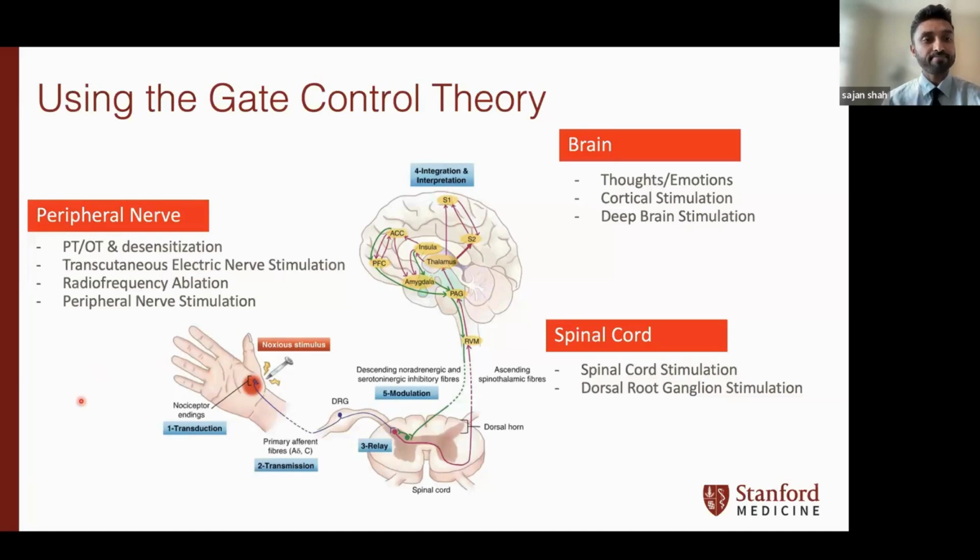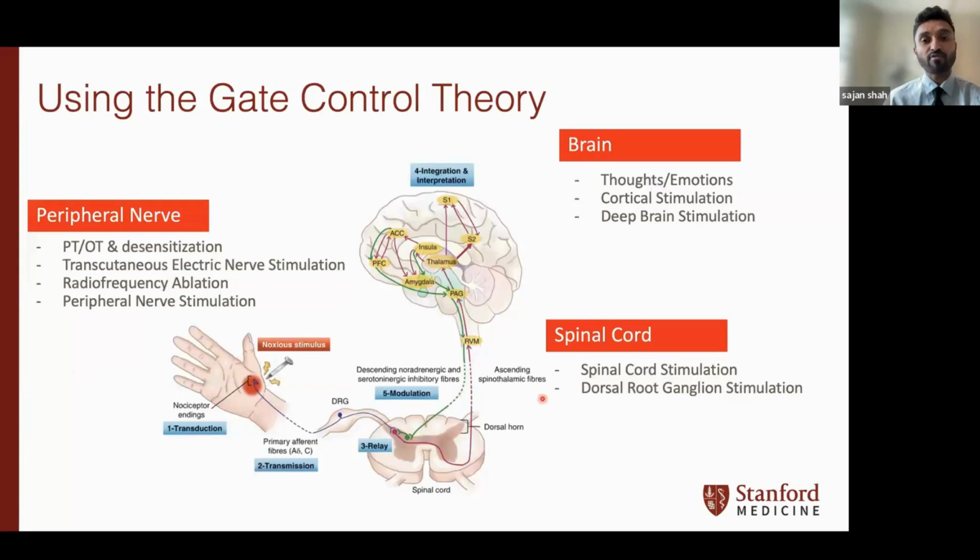response in a patient. At the peripheral nerve ending, we can do physical therapy, occupational therapy, and desensitization training as part of this regimen. There's also transcutaneous electric nerve stimulation, radio frequency ablation, peripheral nerve stimulation. At the level of the spinal cord, we have spinal cord stimulation, dorsal root ganglion stimulation, again, that little structure right before the spinal cord.